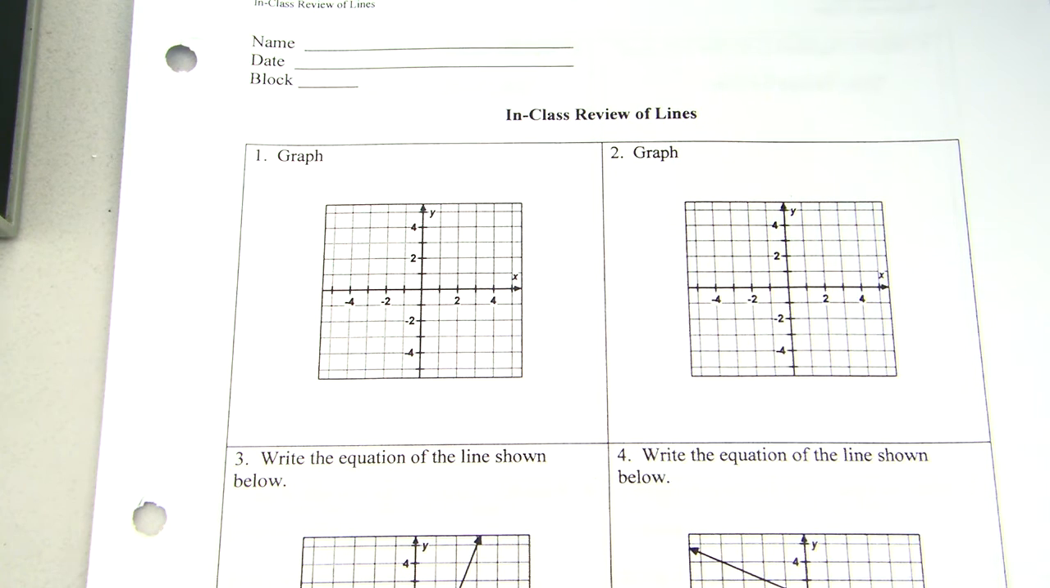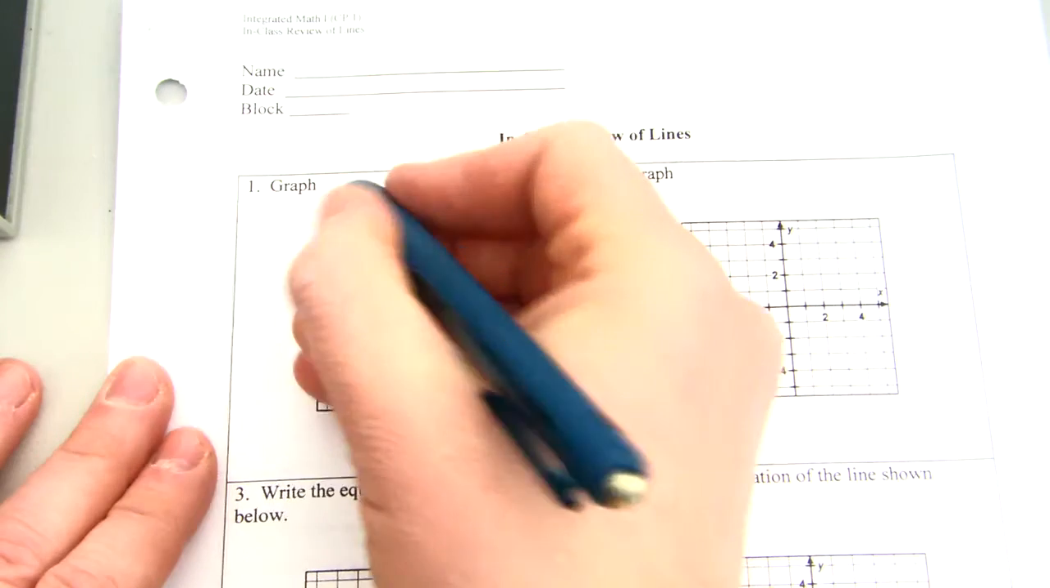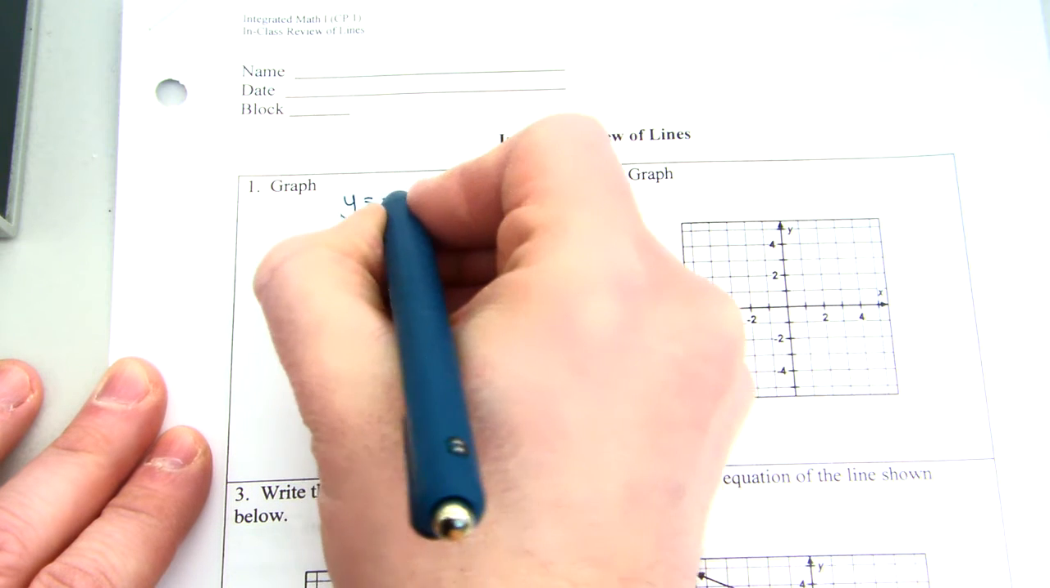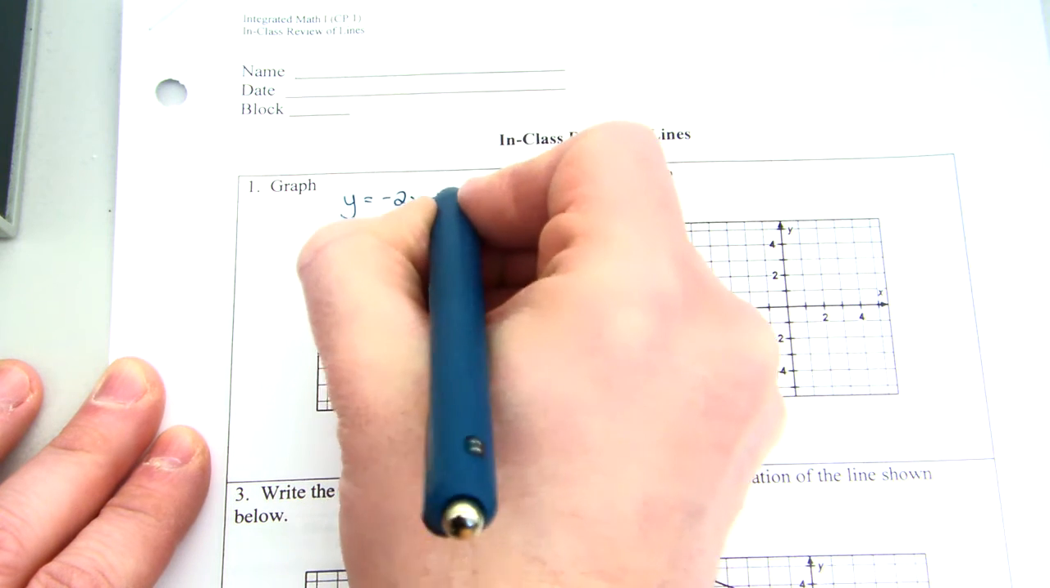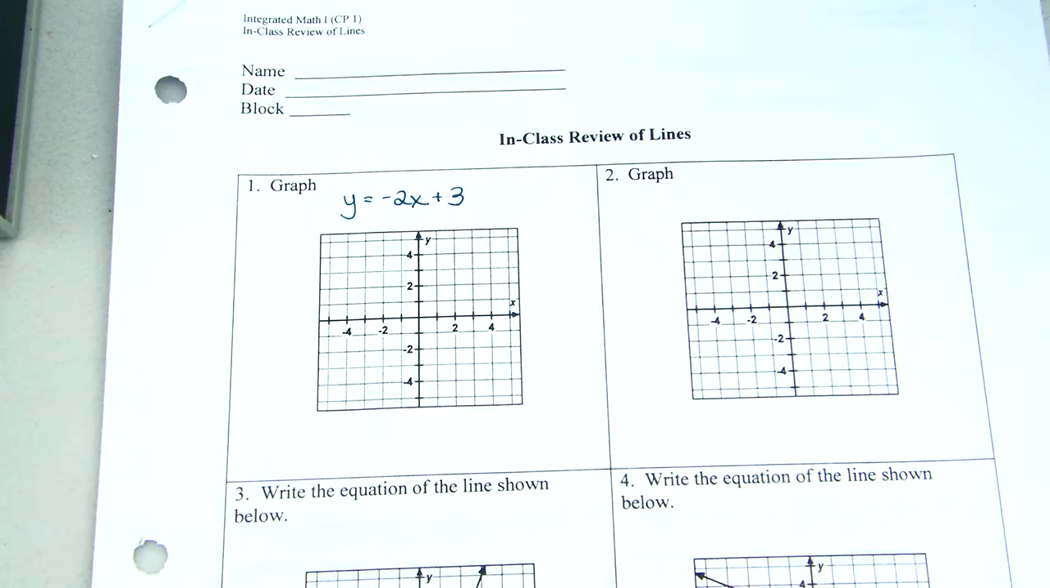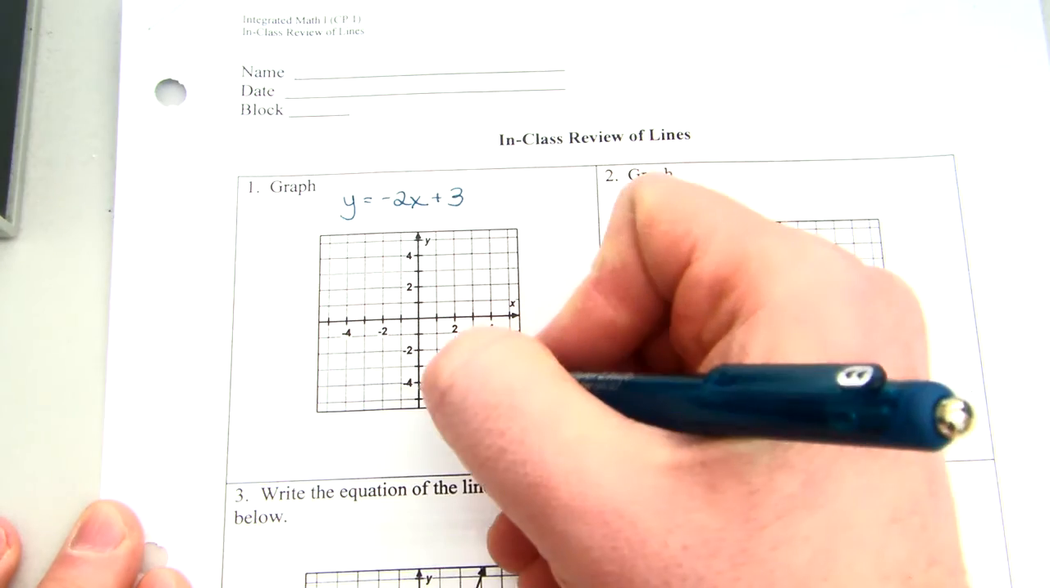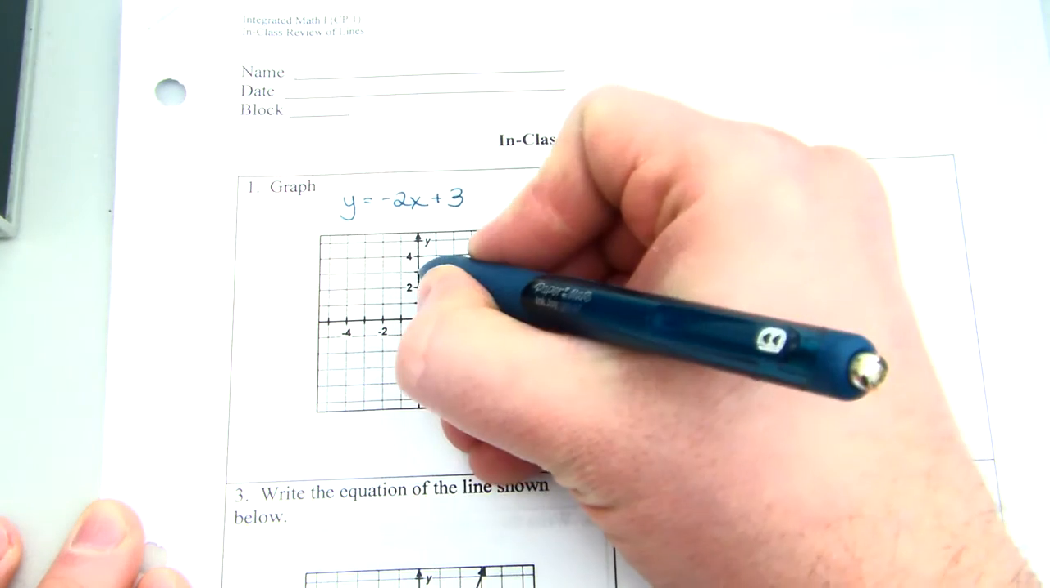Okay. First thing we're going to do, we are going to graph the line y equals negative 2x plus 3. We are doing number 1 together. You're going to do 2 on your own. How do we graph a line? Remind me where to start. What do you remember? I know you know this. Melissa, where do I start? At 3. On the x-axis or on the y-axis? Y-axis. There we go. Good.